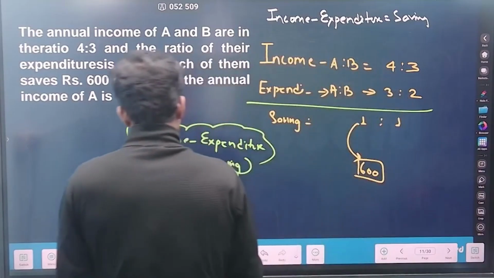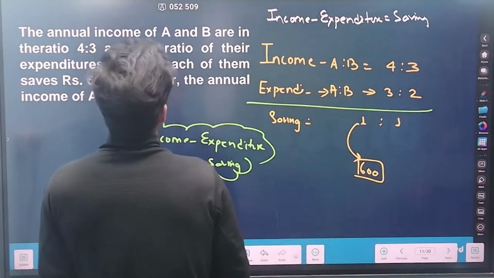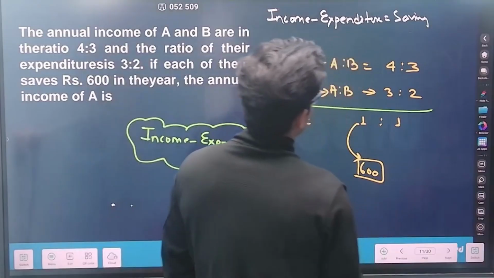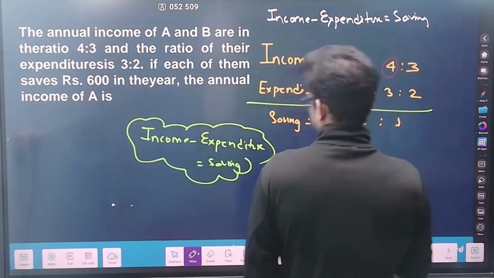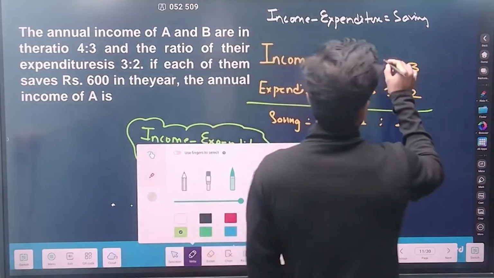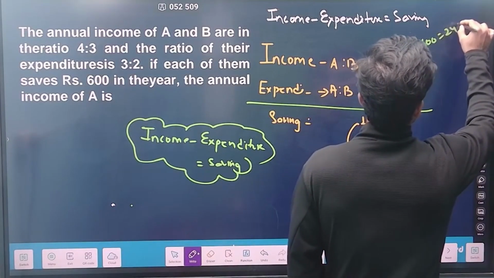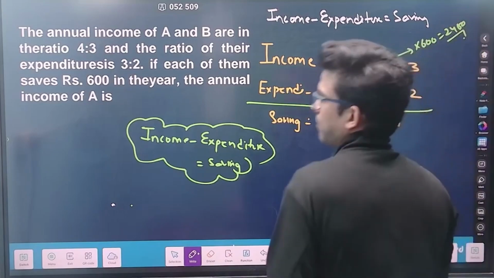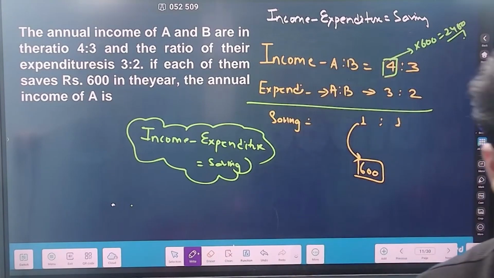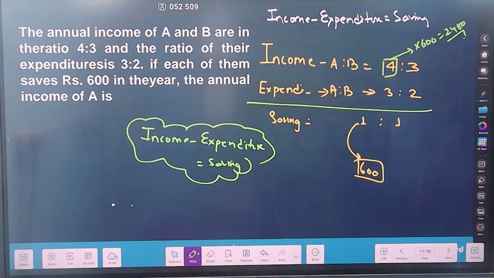Okay, if 1 is 600, the annual income of A. So income of A is basically 4. 4 multiplied by 600 will be 2400. Answer. Clear now? So this was slightly a question on income and expenditure.